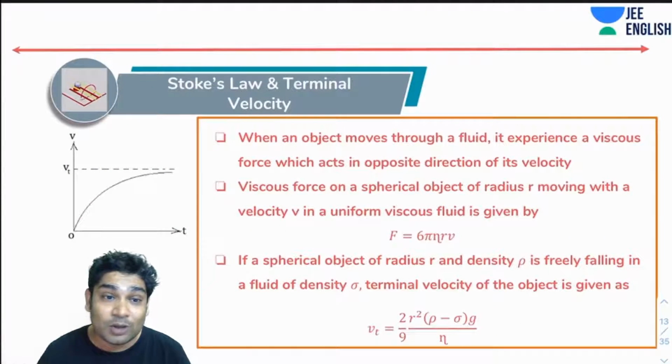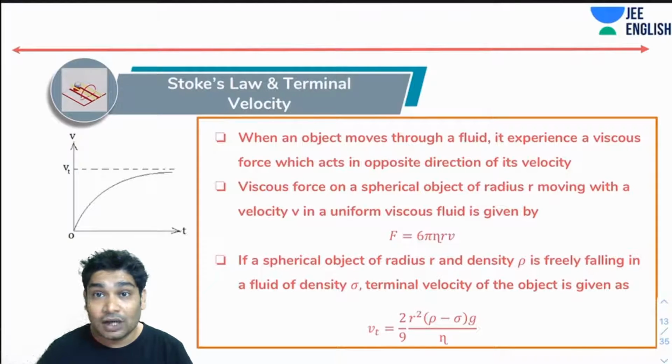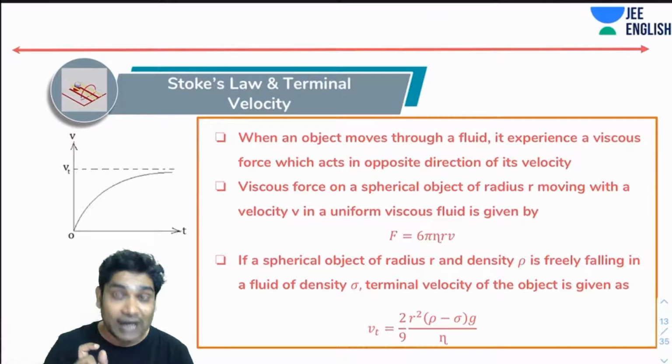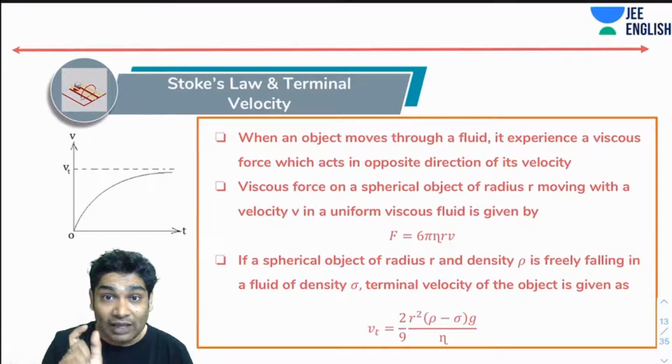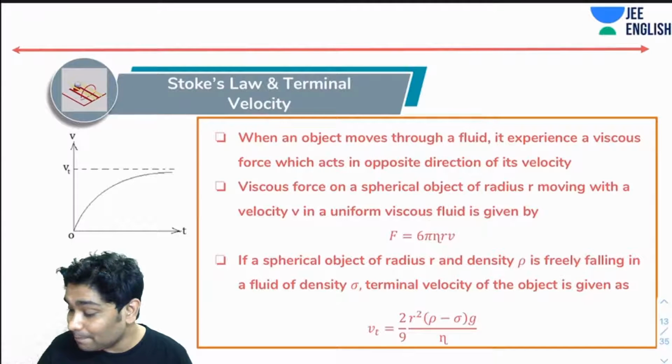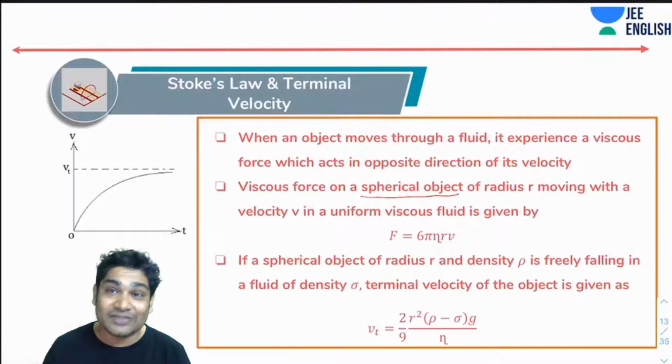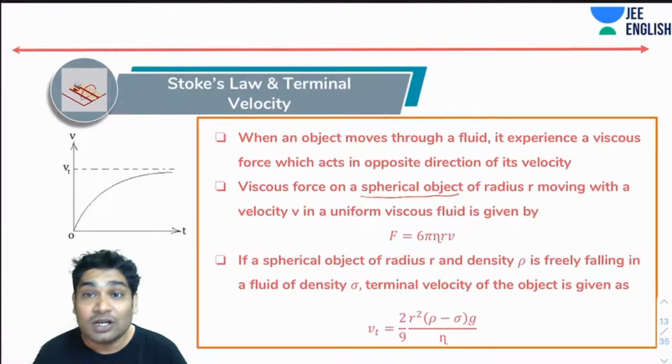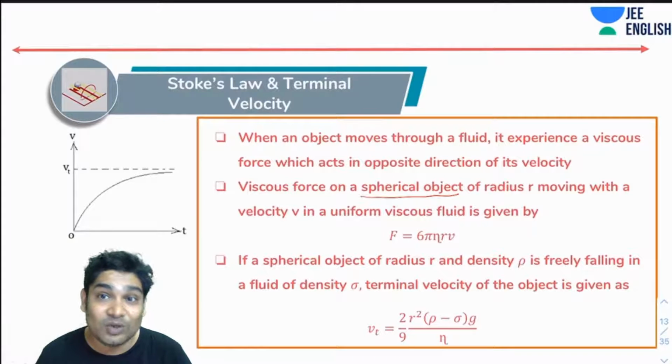Now let's also talk about Stokes' law and the terminal velocity. So you know Stokes' law, what is that? It gives you a relationship for the viscous force that acts on a spherical body. So please remember, it only talks about a spherical object. This is telling you the force due to viscous forces. When any object moves through a fluid, it experiences a viscous force which acts in the opposite direction of the velocity. Obviously, in air we call it the drag force.